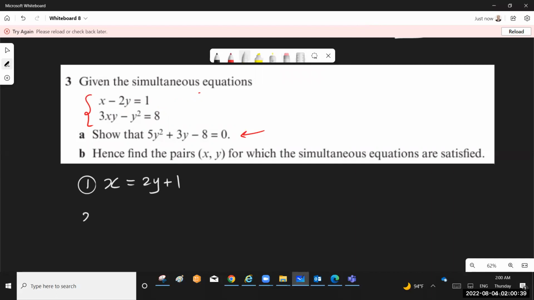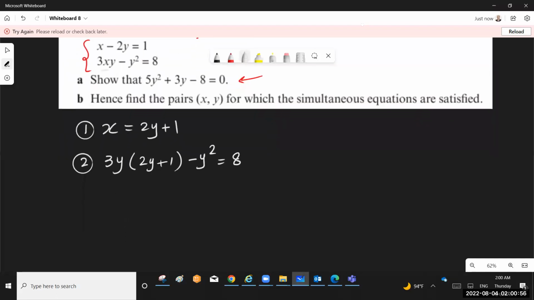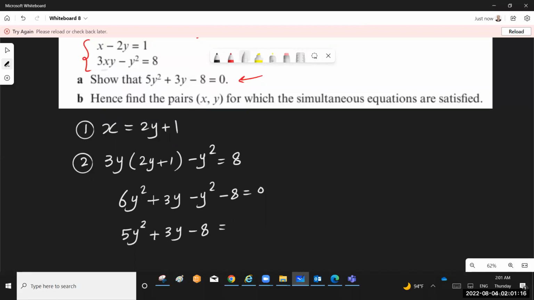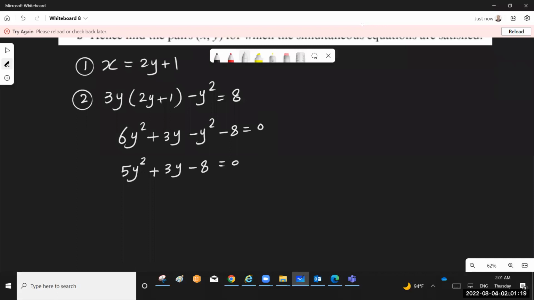Start by writing 3y times, we do not write x now, we just write 2y plus 1, which is the value of x from the first equation. Continue writing the second equation, minus y squared is equal to 8. Remove the bracket by multiplying 3y inside, so 6y squared plus 3y minus y squared minus 8 is equal to 0. Arrange your equation, it will be 5y squared plus 3y minus 8 is equal to 0. Just factor.